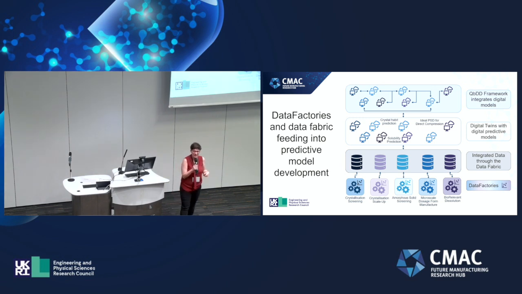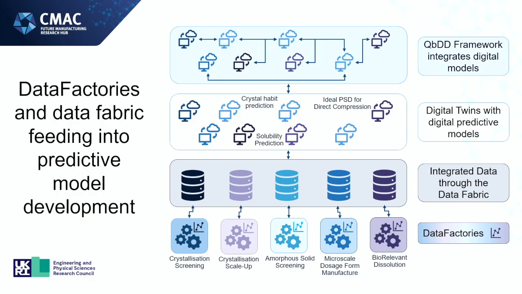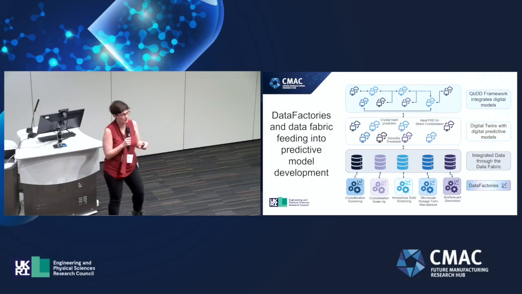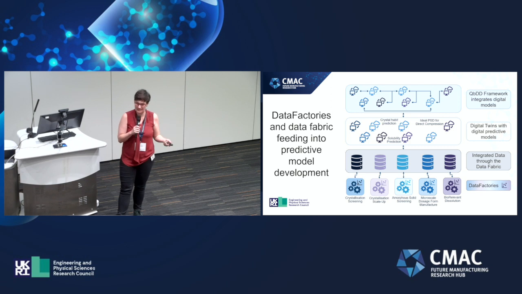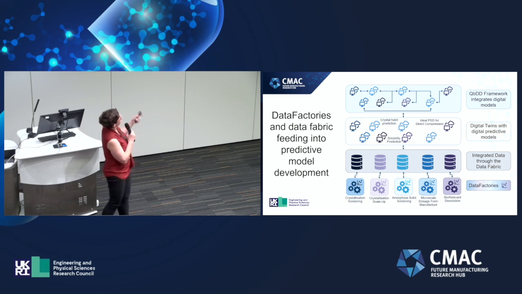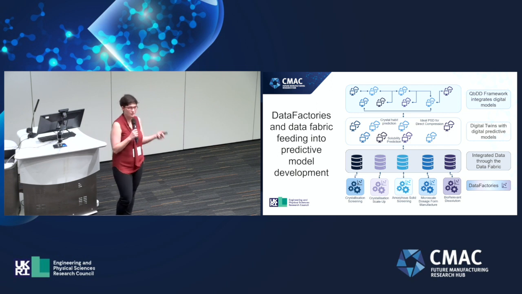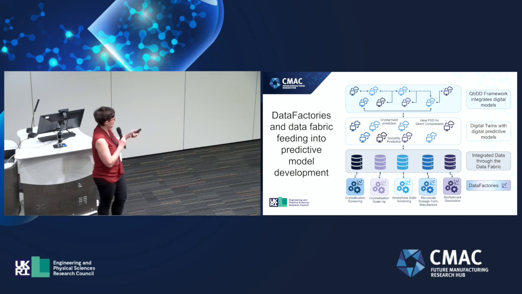So Cameron talked yesterday about the QBDD framework and how we're developing new and existing digital models that underpin it. But in order to develop predictive models, we need data to feed into them to both validate and train them and continue their development. So the data, as Alastair said earlier, is coming from these 5 different data factories where we're making the most of an opportunity to collect structured, FAIR data, but also get the negative results that we heard about in the CCDC talk yesterday that are missing in current data sets.